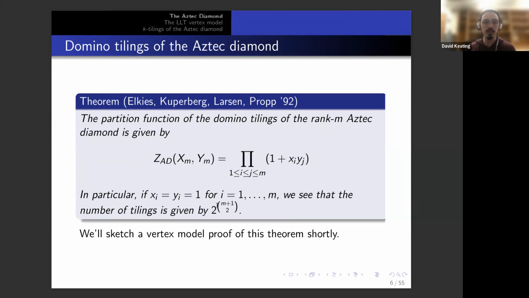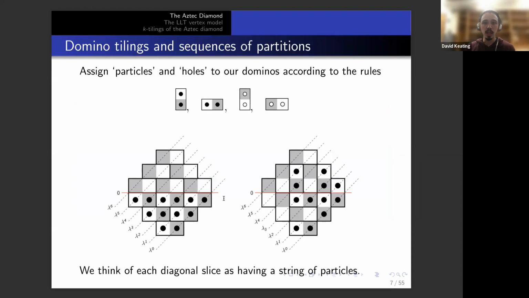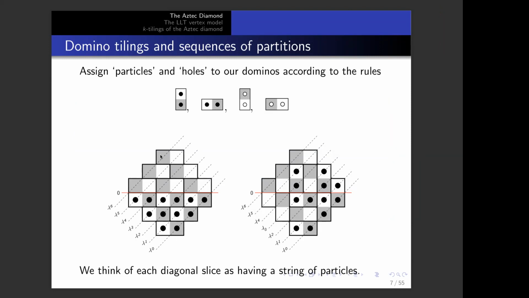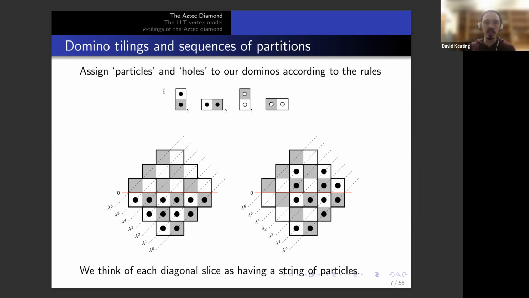All right, but before we get to that, I want to give a bijection between these tilings and sequences of interlacing partitions. So we're going to assign particles and holes to our dominoes, so to the faces of our checkerboard, according to these rules. So this vertical domino and this horizontal domino get particles, and the other 2 dominoes get holes. So in my pictures, I'm usually just going to draw the particles, and I'll leave the holes blank.